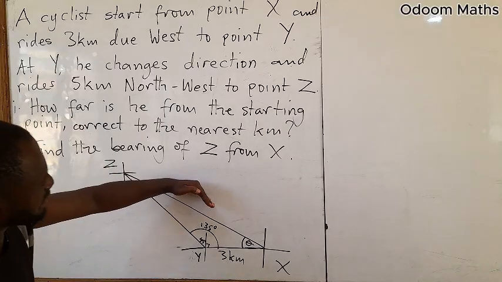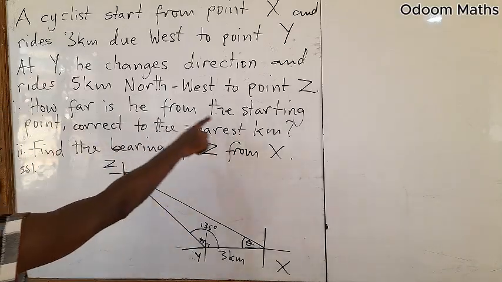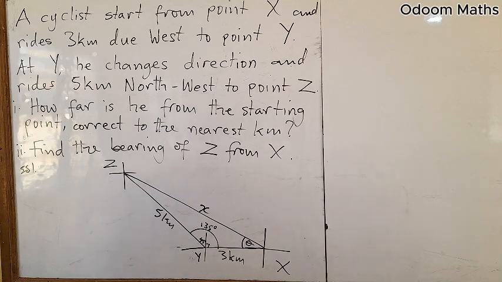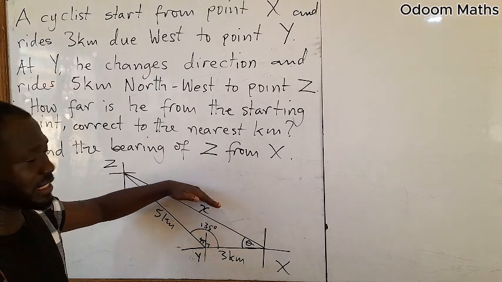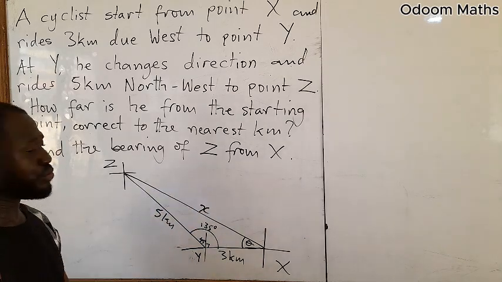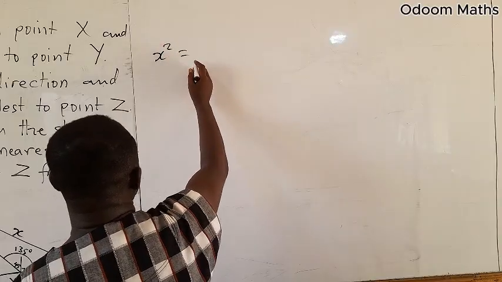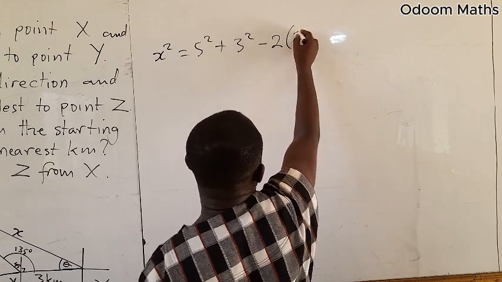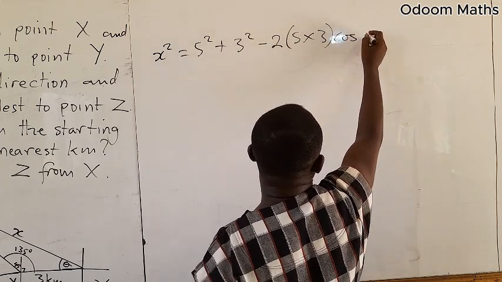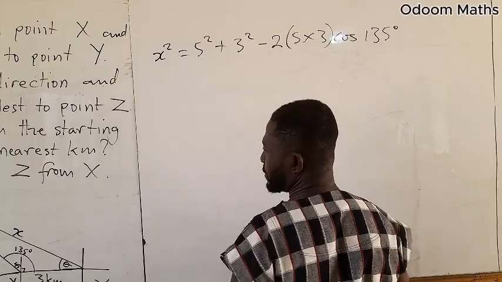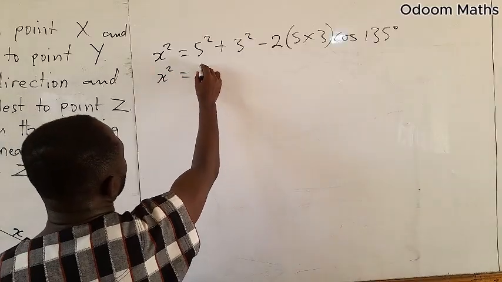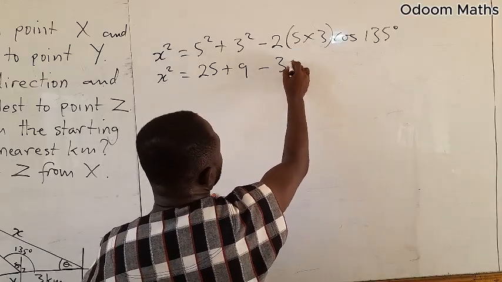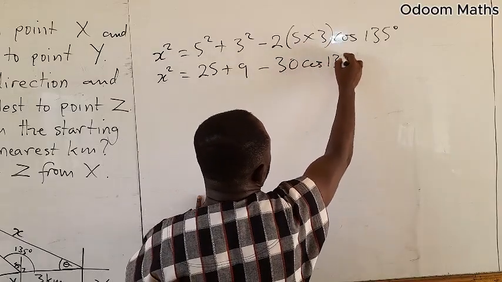Okay, so let's get this distance, because how far is it from the starting point? That is from here to here, so let me call the distance x. Since I know this angle and the side which faces it, I can use the cosine rule. x squared is equal to 5 squared plus 3 squared minus 2 times 5 times 3 cos 135 degrees. This gives x squared is equal to 25 plus 9 minus 15 times 2, that is minus 30 cos 135 degrees.